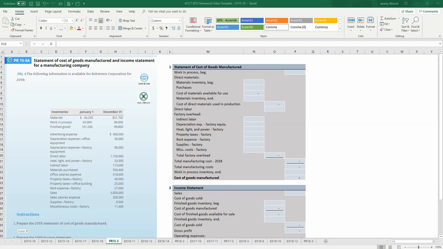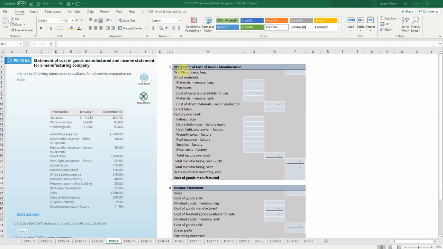Alright, so this is problem 15-5A. In this one, we're just going to take everything that we learned and worked through in the prior exercises and put them all together. We want to prepare a statement of cost of goods manufactured and an income statement for the company.